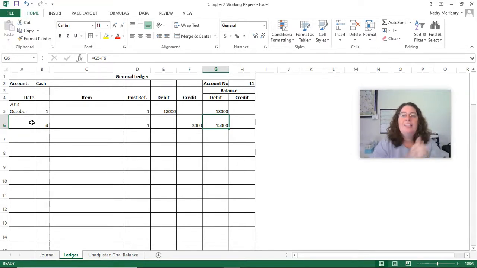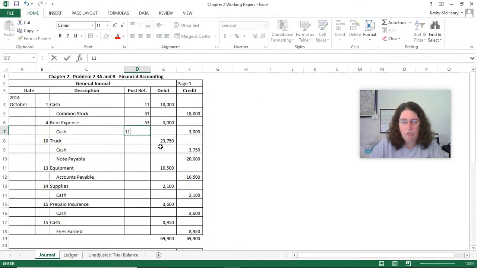Okay. We had a debit of $18,000. We had a credit of $3,000, which means I'm going to subtract them because they're different. Gives me a debit balance of $15,000 because when I started, my debit was bigger than my credit. Again, when I started, my debit was larger than my credit, so I land with a debit balance. Okay. This is number 11. So back to my journal.